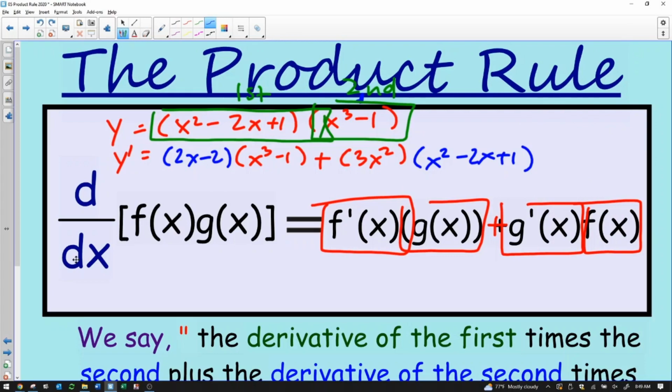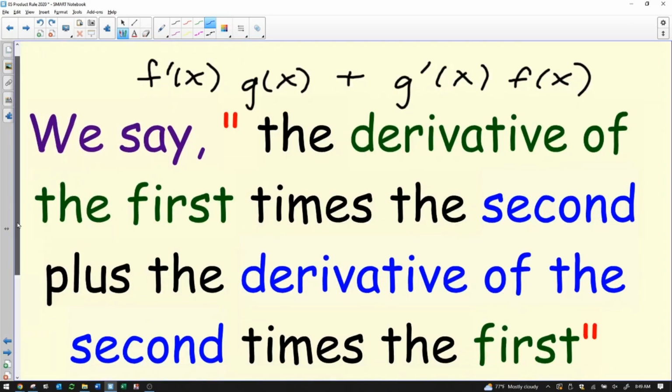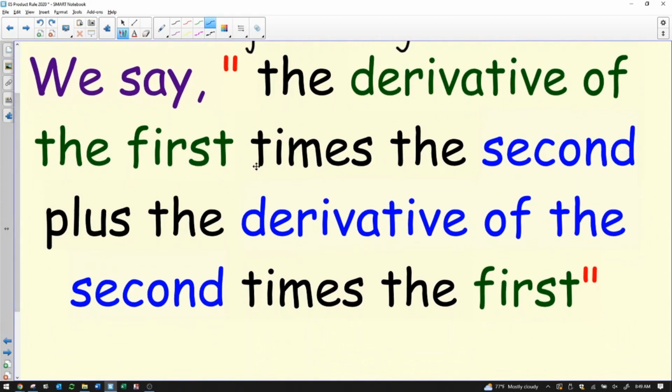All right, so this is the product rule. The way we remember the product rule is we say the derivative of the first times the second plus the derivative of the second times the first.